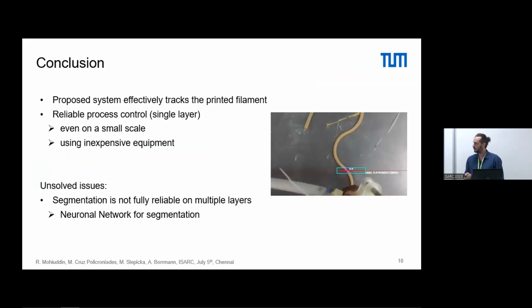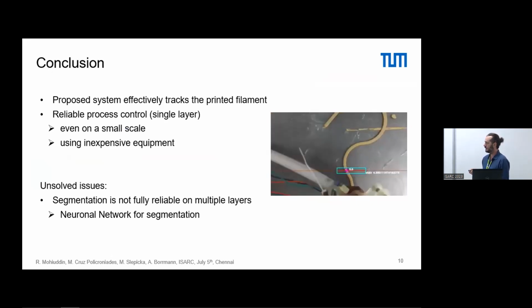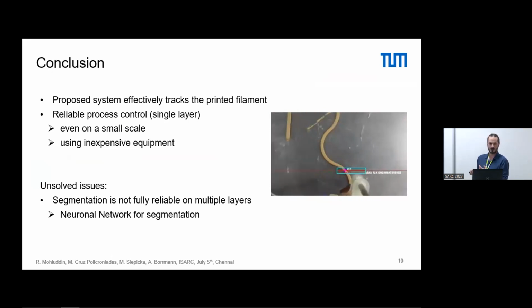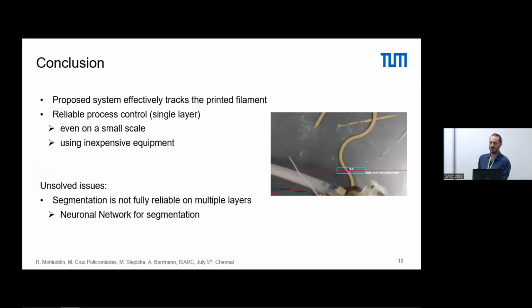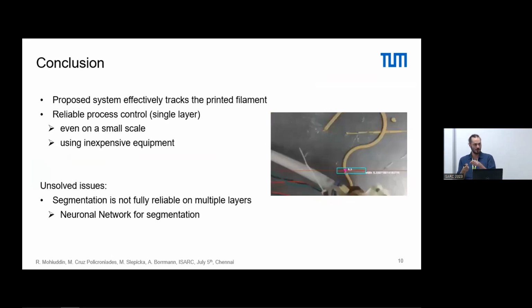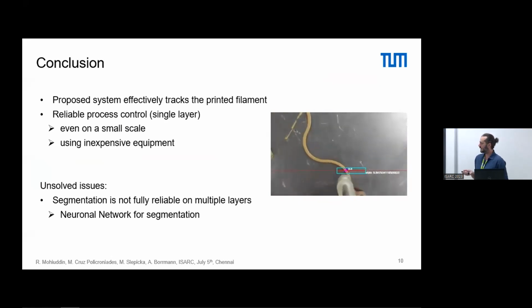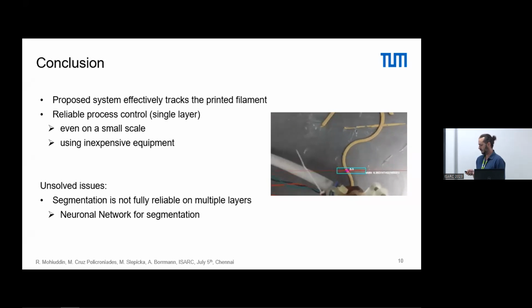That brings me to my conclusion. As shown before, our proposed system effectively tracks the printed filament and controls the process very reliably. For now, it's very reliable on a single layer. On multi-layer, it can be difficult because of the segmentation process. The color gradient makes it difficult to assess a layer that is smaller than the layer below, because it has the same color gradient. For that issue, we are planning to extend our system with a neural network detection method. And that will be it.